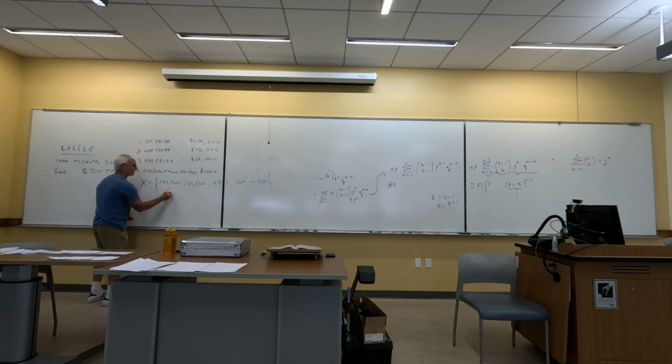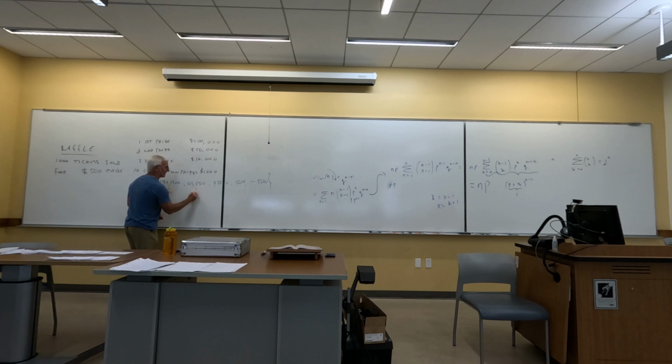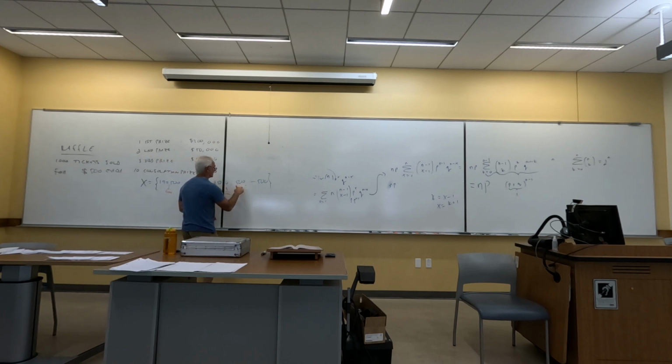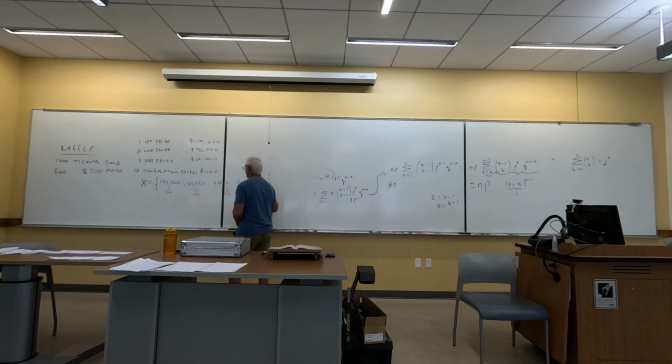1 in 1,000, 2 in 1,000s, 3 in 1,000s. What's this one? 10 in 1,000s. And what's the last one? 984 in 1,000s, because those probabilities must add to 1. There is no overlap.